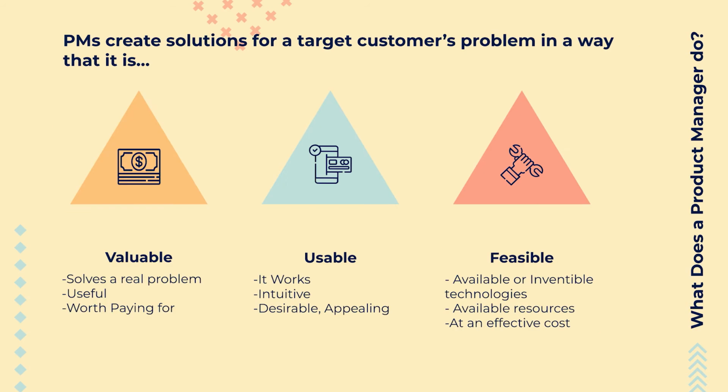So PMs create solutions for a target customer's problem in a way that is valuable, usable, and feasible. Valuable means not only does it solve a real problem and it's useful for a person, it's actually worth paying for. At the end of the day, a product manager is trying to increase the amount of users and make as much money for the work that they're doing as they can. So not only does the solution have to be something for a real problem that people are actually suffering from, but it has to be something that people are willing to either give their time or money for.